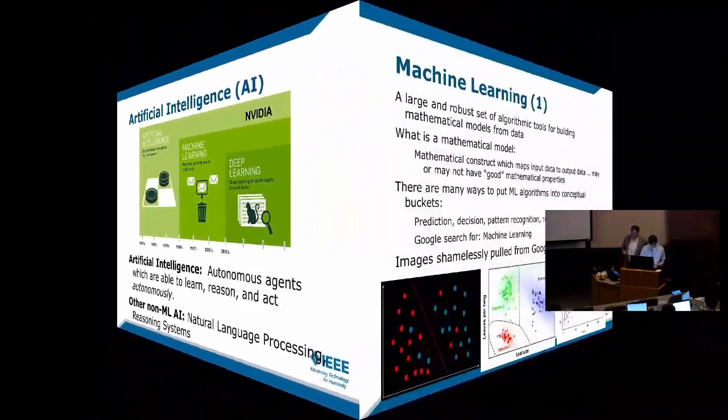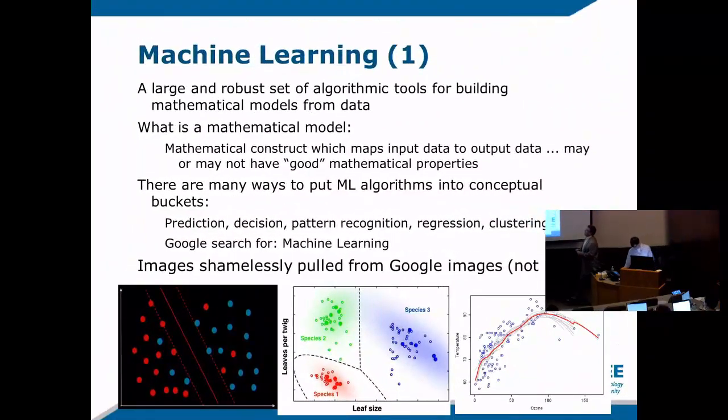Okay, so what is machine learning? Machine learning really is a large and robust set of algorithmic tools for building mathematical models from data. And again, I'm going very much to the basics in case you haven't been involved in this space, in case you haven't done some of the math that we're going to go over. So let's just roughly describe what is a mathematical model.